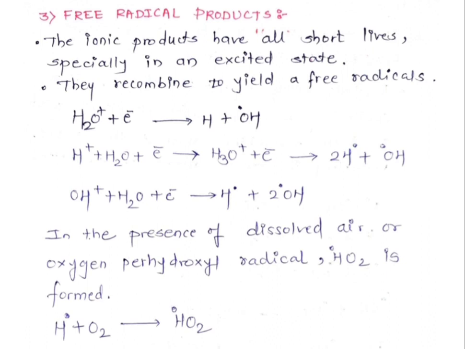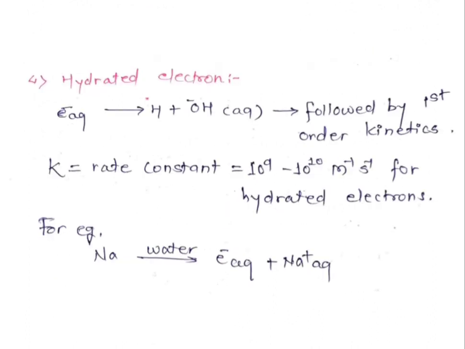Then in the presence of dissolved air or oxygen, the perhydroxyl radical forms, the HO2 radical. So simply in the presence of air or oxygen, the perhydroxyl radical will be generated, that is H radical with O2. So how will that be formed? H radical plus O2 from the air recombine and there is a formation of the HO2 radical, that is a perhydroxyl radical. So this is all about the free radical formation.